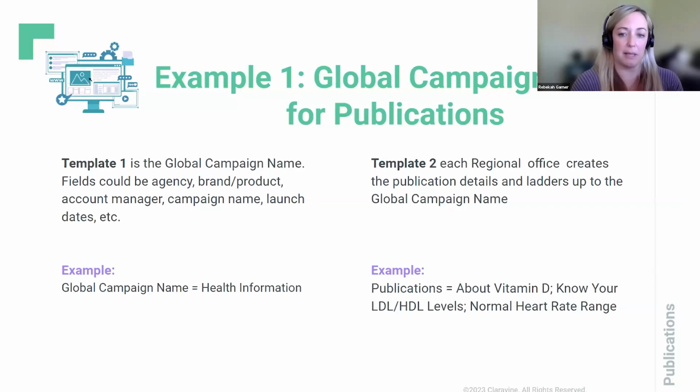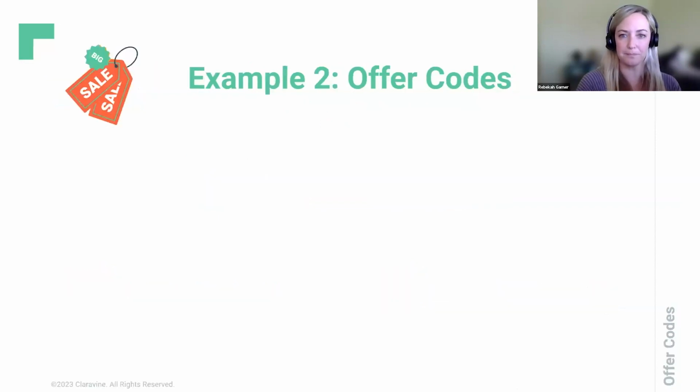So the publication might be about vitamin D, or know your LDL or HDL levels and what's a normal heart rate range. So again, the idea is we have child publications that are individually tagged with specific information, but they are all under the parent campaign of health information.